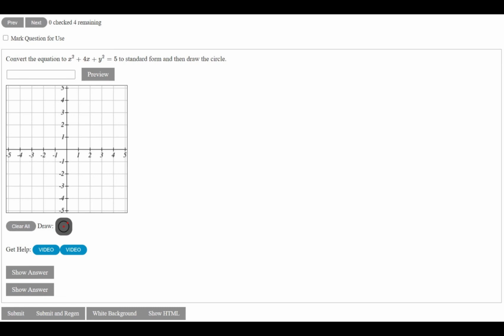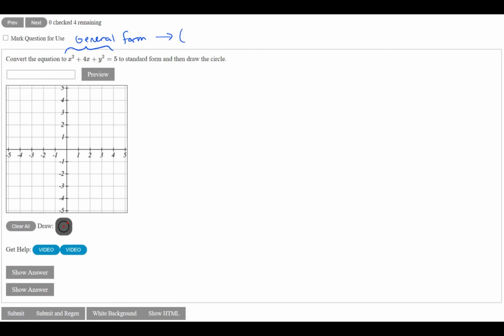Convert the equation x squared plus 4x plus y squared equals 5 to standard form and then draw the circle. So the first step that we need to do is take our circle, which is expressed right now in what's called general form, and change it into standard form.